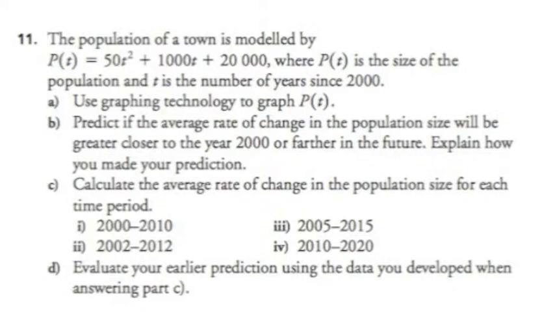11b wants us to predict if the average rate of change in the population size will be greater closer to the year 2000 or farther in the future, as well as to explain how we made this prediction using the graph. 11c wants us to calculate the average rate of change in the population size for each time period or time interval: 2000 to 2010, 2002 to 2012, 2005 to 2015, and lastly 2010 to 2020. Lastly, 11d wants us to evaluate our earlier predictions made using the graph by using the data we developed from answering Part C.